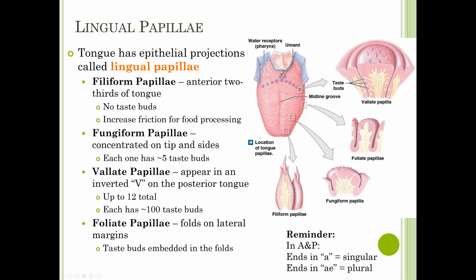And then the last type is called the foliate papillae, and these are folds that are found on the lateral margins of the tongue, and the taste buds on these are embedded within the folds. So these are epithelial projections, or projections of the epithelial lining of the tongue. And then, as I mentioned, 3 of them have taste buds on them.